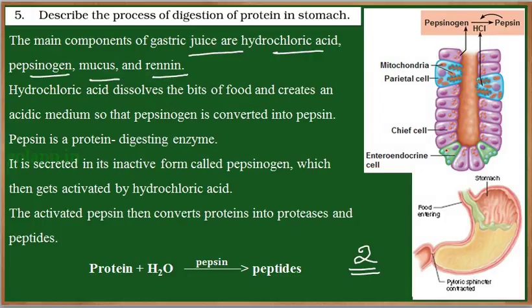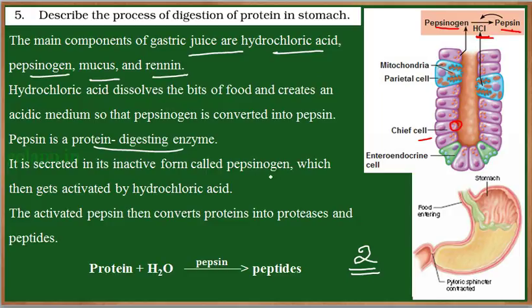So here we can see the gastric gland. In the gastric gland, the parietal cells produce HCl and the chief cells produce the enzyme pepsinogen. Once the gastric juice is released, the HCl acts upon the pepsinogen and converts it into its active form, pepsin. Now this pepsin is a protein digesting enzyme. It is required for the digestion of the proteins.